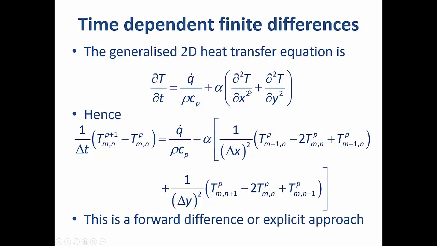Substituting this into the generalized two-dimensional heat transfer equation gives us the expressions shown here. So this is the partial time derivative that I've just written down. On the right hand side we have the heat generation term, and then we have the expressions for partial d2T by partial dx squared and partial d2T by partial dy squared, expressed in terms of nodal temperatures as I've outlined already. The only difference is this time these are the nodal temperatures at the time p. And this means there's only one temperature that appears in this equation at time p plus 1. All of the other temperatures are at time p, and this is known as a forward difference or explicit approach.